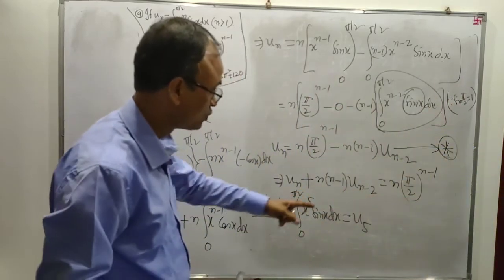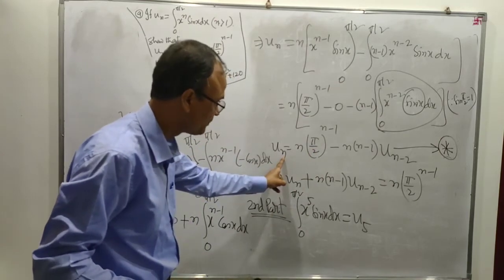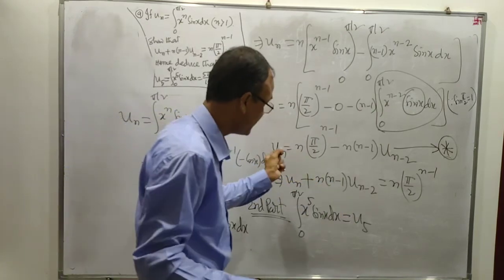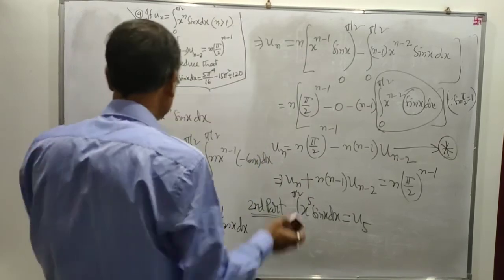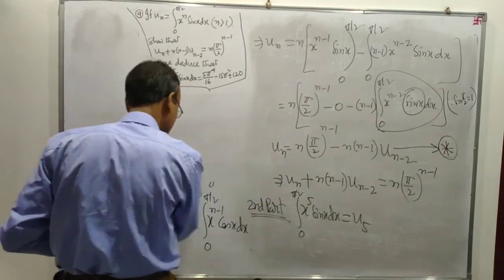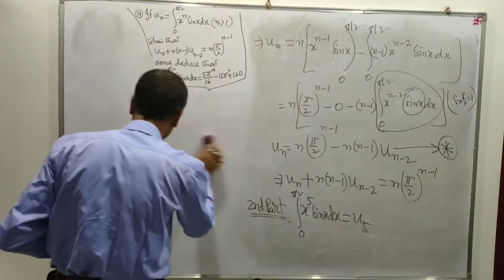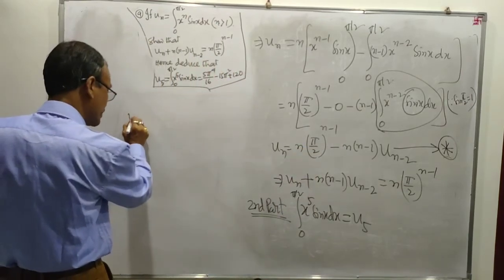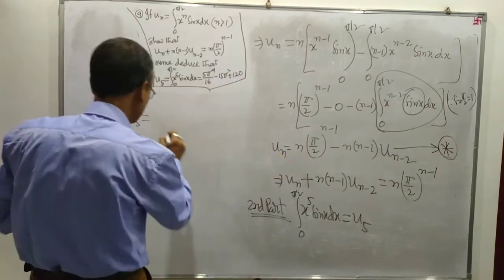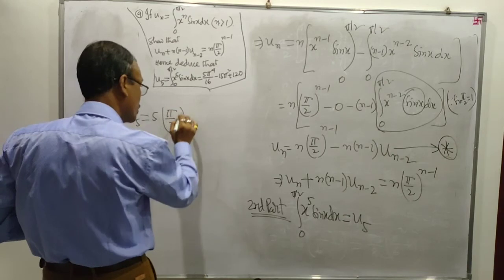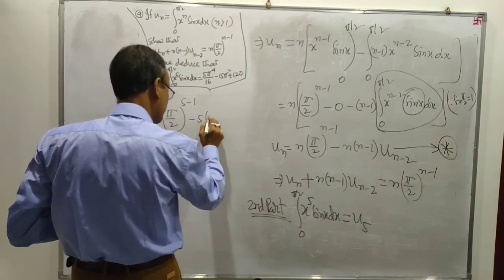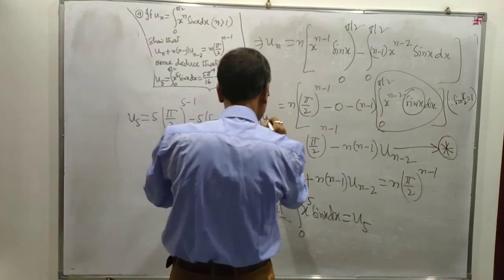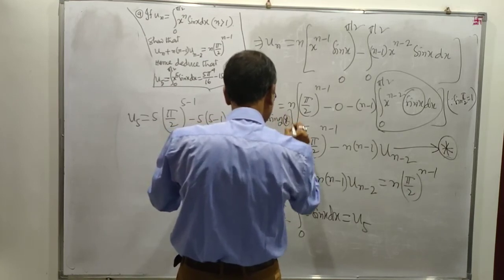Now I am going to apply the star. U5 means in star, in place of n, we have written 5. Therefore, now using star, u5 must be equal to 5 into pi by 2 whole to the power 5 minus 1 minus 5 into 5 minus 1 u5 minus 2. We write here using star.